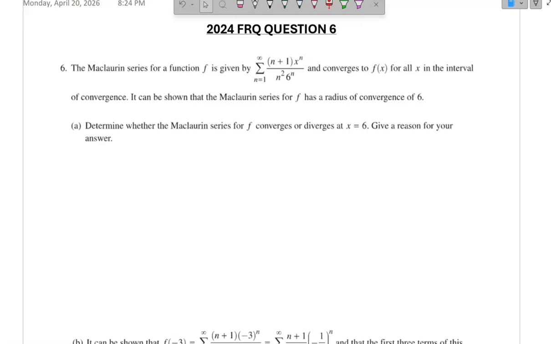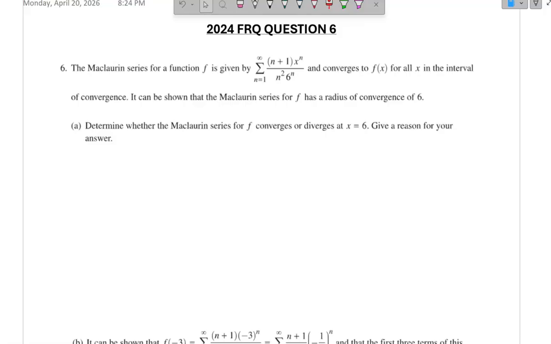Okay, this is 2024 free response question number 6. So hopefully by now you've taken a look at and read over the question stem and made an attempt to try and complete this problem. So now I'm going to walk through each part.